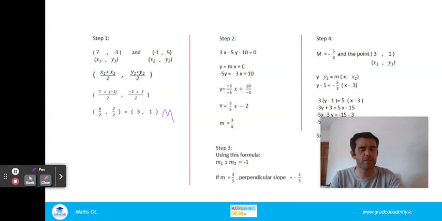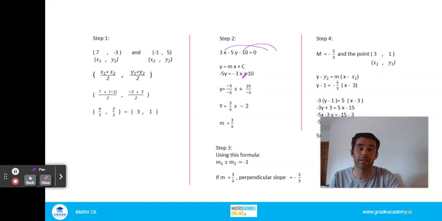Now, step 2, we needed to find the slope of this line with the equation and then the perpendicular slope. So here's our equation of a line. We're going to use y equals mx plus c, and m is what we're looking for, the slope. Okay, so I'm going to move my x coordinate and my -10 across the equal sign.